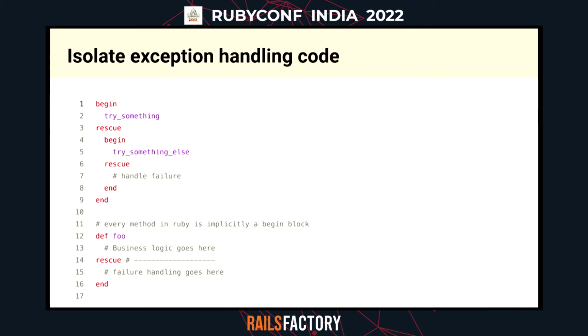But remember, code smell doesn't always mean it is wrong. It also suggests that there is a better way available to do things. In this case, the better way is to use Ruby's implicit block. Here in a Ruby method, at the end of it, you can just use a rescue clause. And we are here isolating the failure handling logic from business logic, making the code cleaner and clearer.